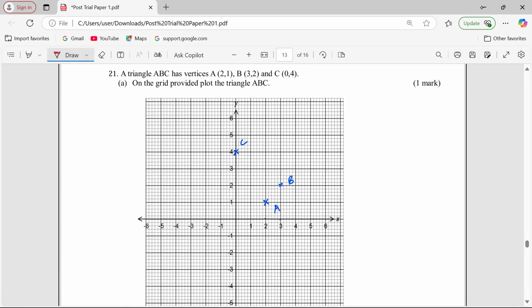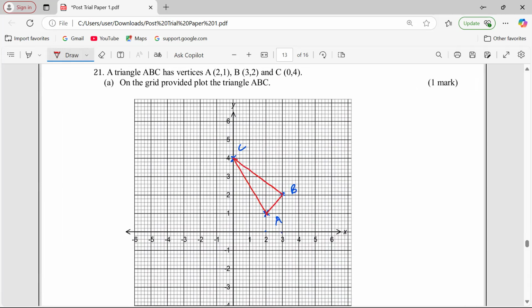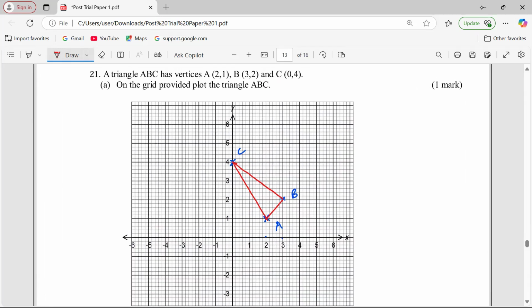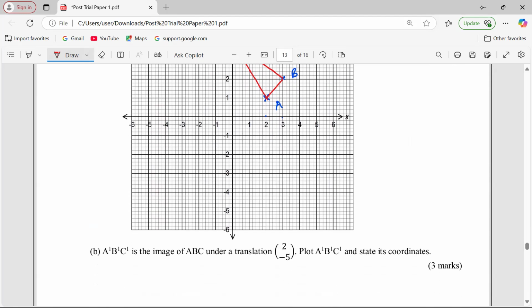I join all the vertices to come up with a triangle and get the first mark. I get surprised when students miss even the first mark here without even transforming anything. You are already having a score. Remember, every score counts in mathematics. So we're having already a mark by just plotting that Cartesian plane that way.